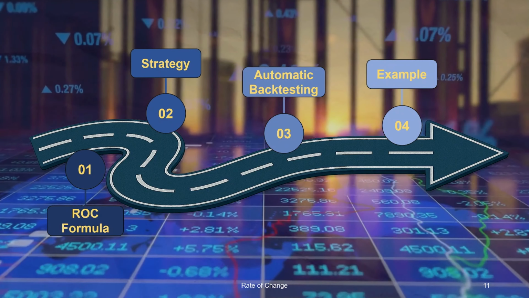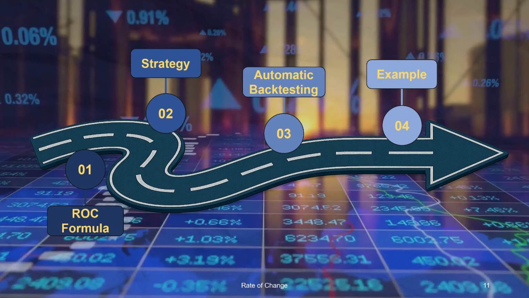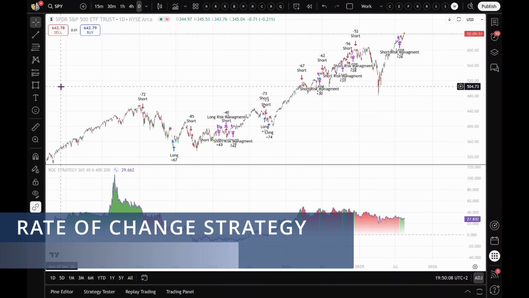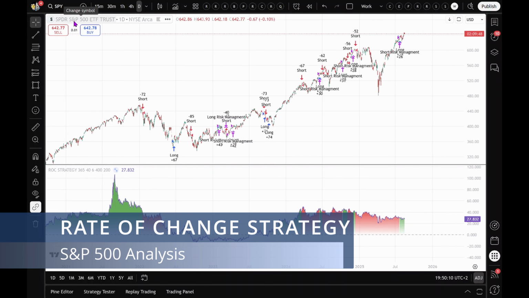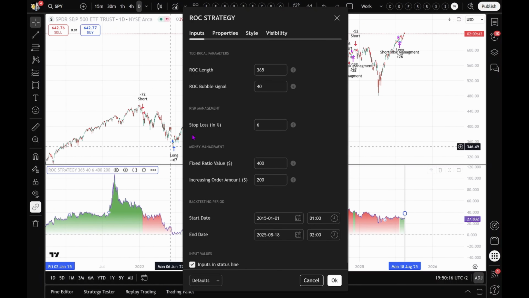All right, now we are going to study an example on the stock market. Let's analyze the strategy on the S&P 500. About the parameters, we are still looking at the annual ROC, but we changed the bubble signal to 40 because we're looking at stocks. The maximum stop loss is 6%, and we backtest from 2015 until today.